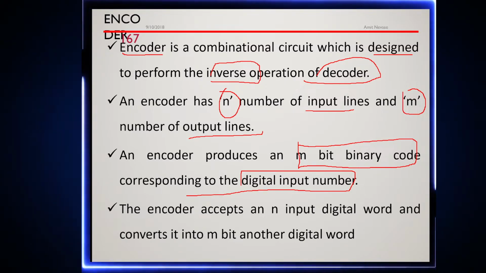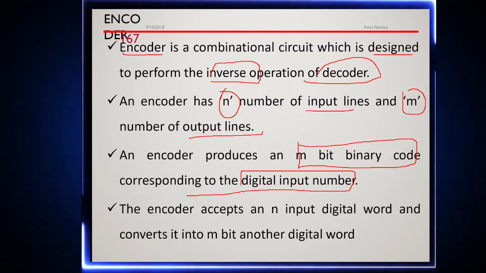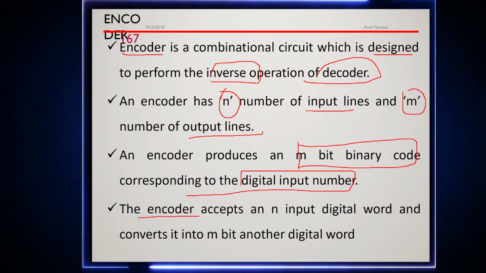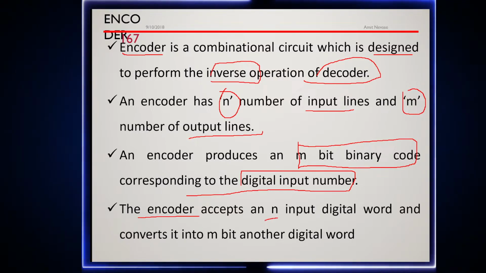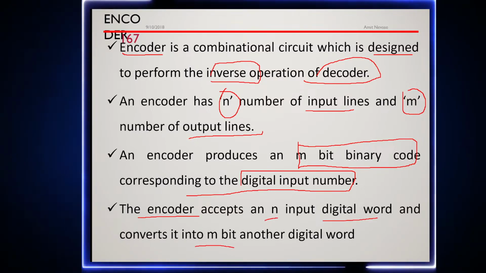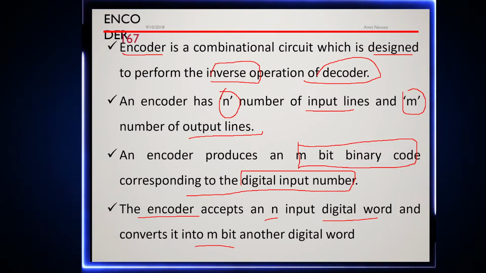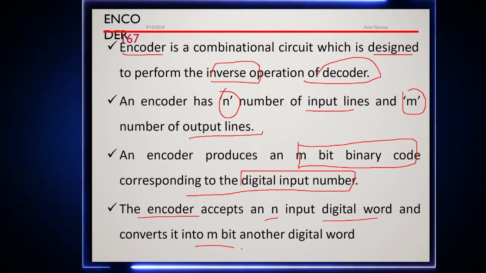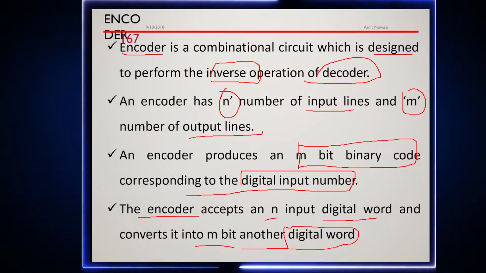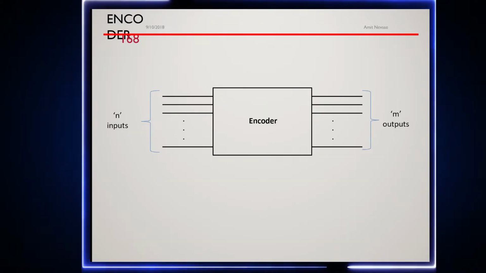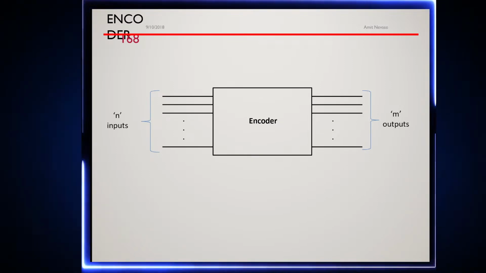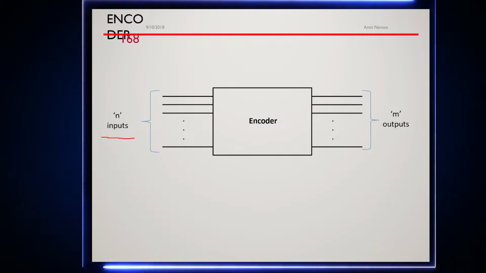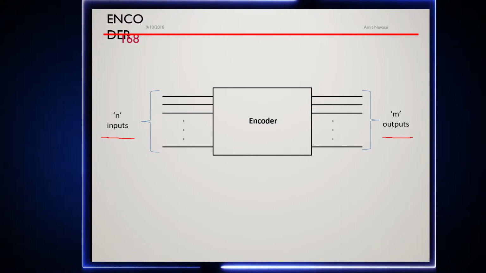That means we are encoding it to a binary code. So the encoder will accept an n input digital word and convert it into an m bit another digital word, right? It will convert it into another digital word itself, but a different one. Now let's look at the block diagram. This is the block diagram of an encoder. As already mentioned, n inputs, m outputs, right?